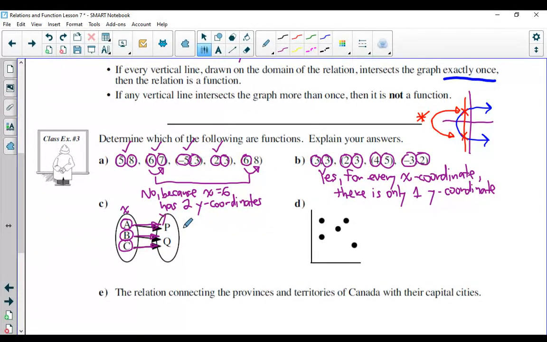Only one arrow leaves each element. So let's clarify that. I'll say yes, only one arrow leaves each element of the domain.